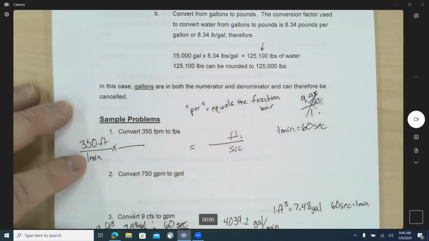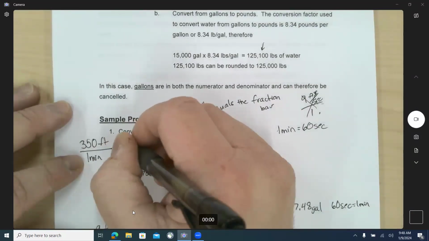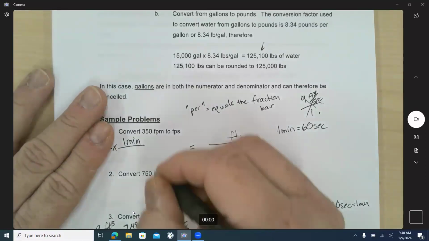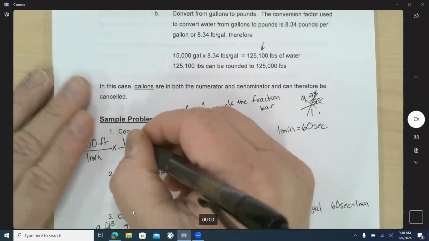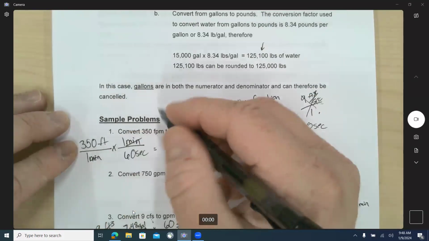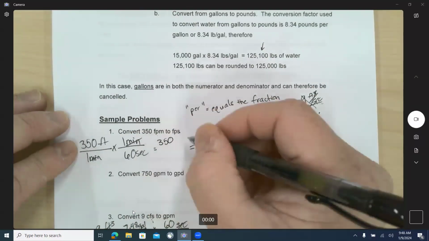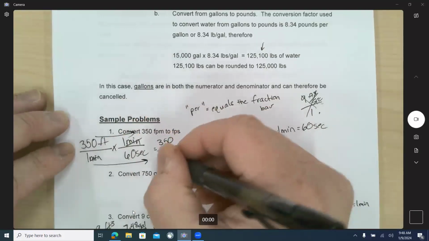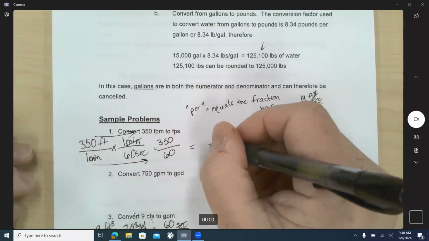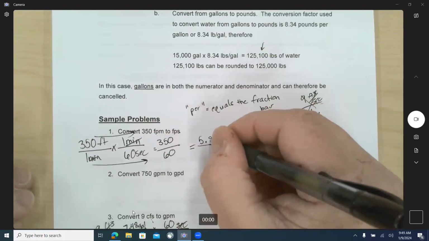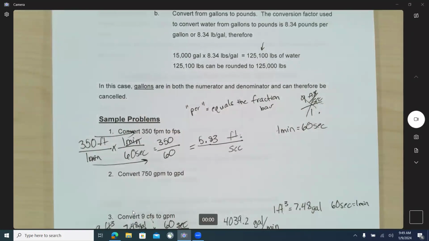So I know that 1 minute equals 60 seconds. If minutes are on the bottom, where do my minutes have to be to cancel? Minutes are on the bottom, so they have to be on the top to cancel. Well, 1 minute equals what? 1 minute equals 60 seconds. So I'm going to get 350 times 1 is 350, and 1 times 60 on the bottom is 60. This is going to give me 5.83 feet per second.